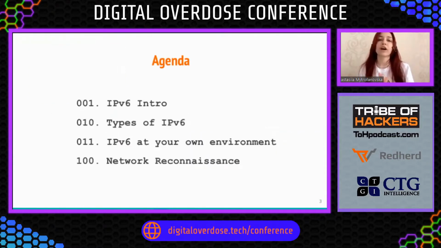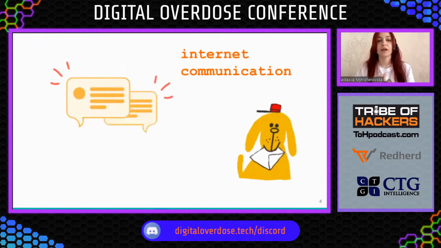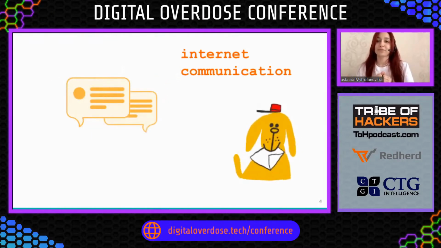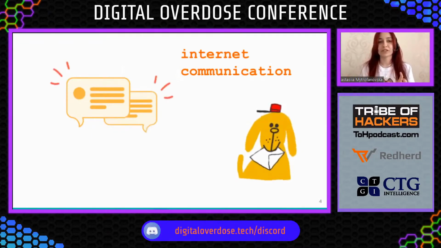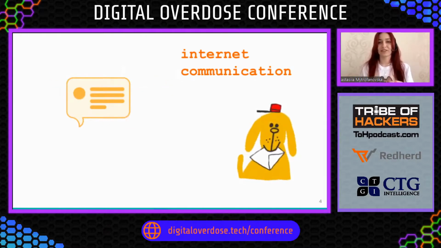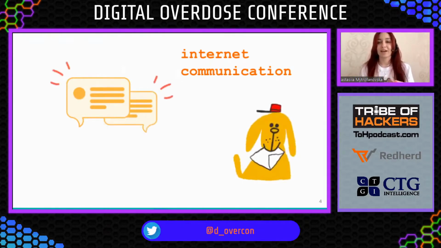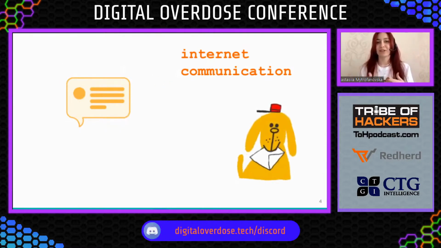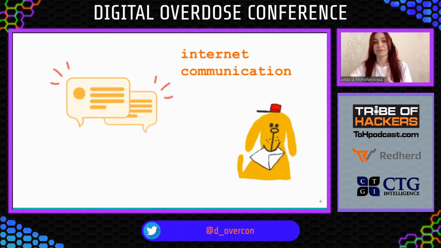So today I'm going to cover a bit of IPv6 introduction, types of IPv6 addresses, implementing of IPv6 at your own environment, and also network reconnaissance in IPv6 networks. Let's start with that. Every device that uses the internet is identified through its own IP address in order for internet communication to work. So basically, it's just like the street addresses and zip codes you need to know in order to send a letter.